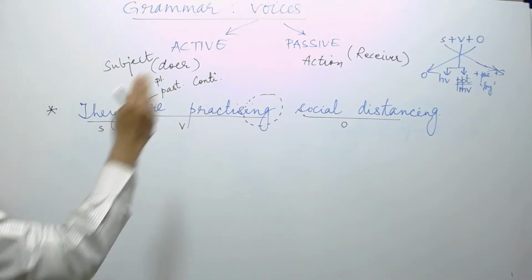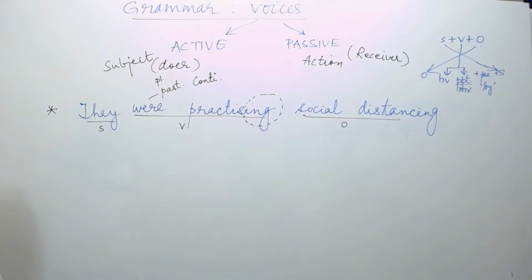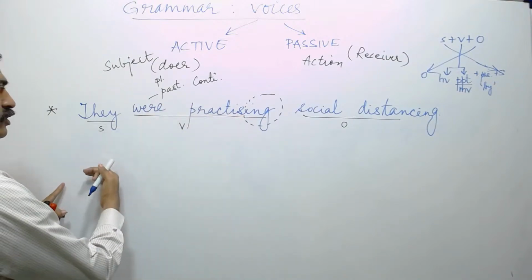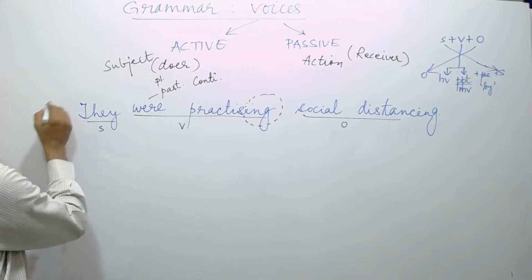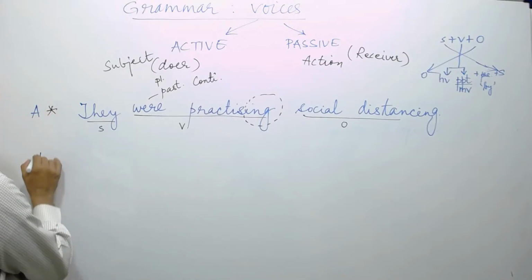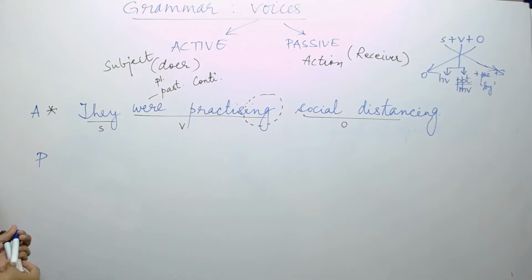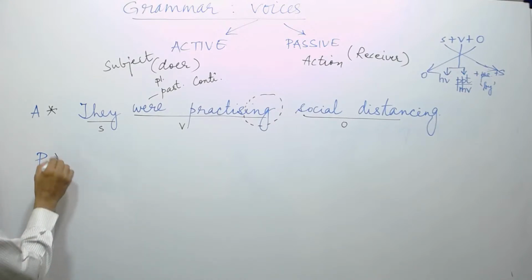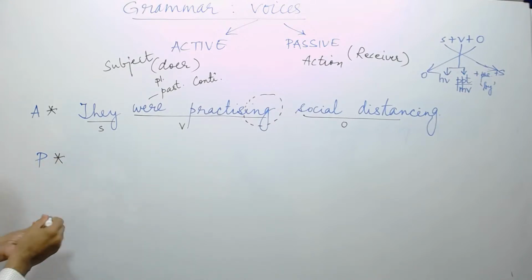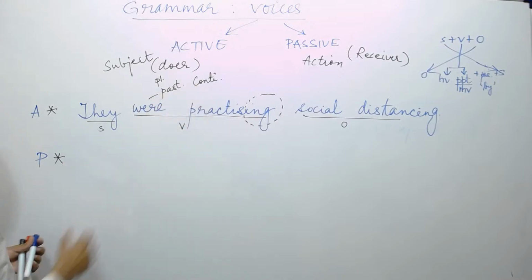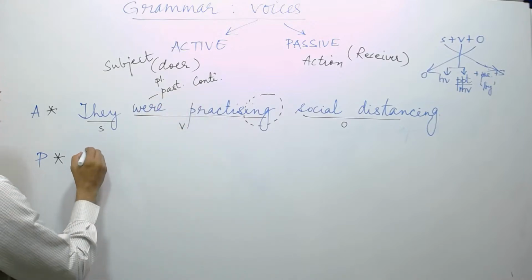Okay. Now let's apply the same formula and try to get the answers. Bringing back social distancing as the subject for the passive sentence, right? And the tense that we are following is continuous. Okay, so we get the social distancing here.